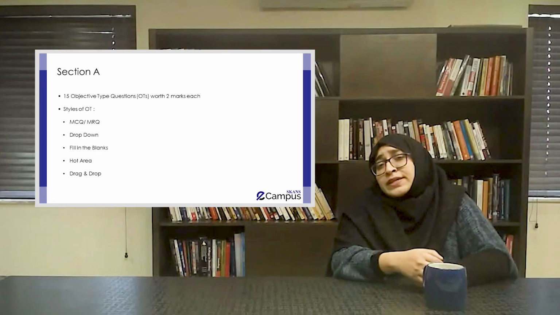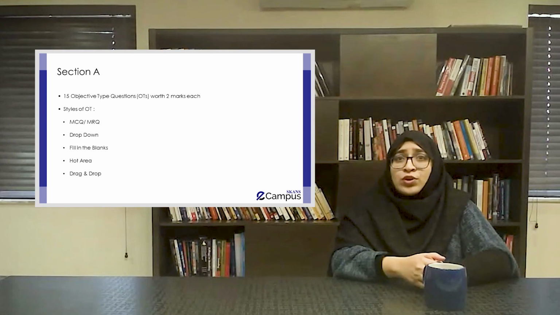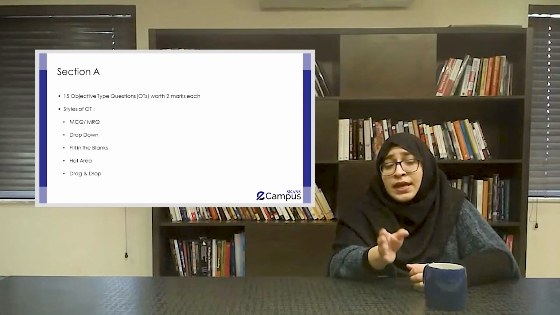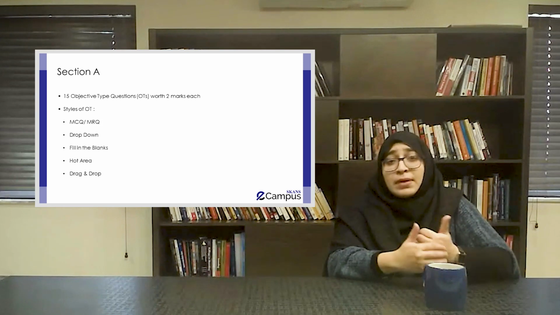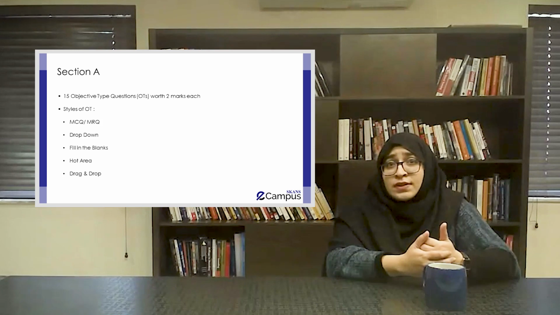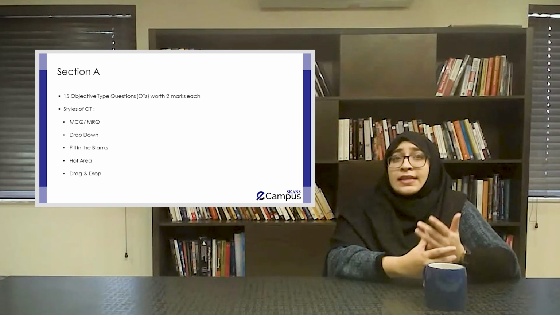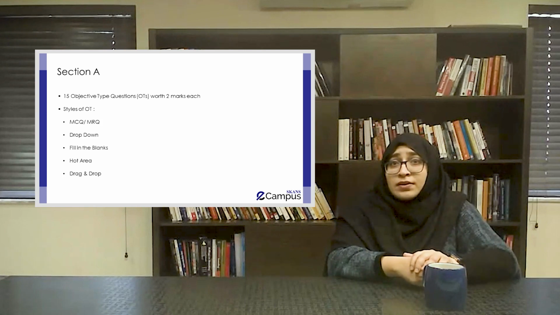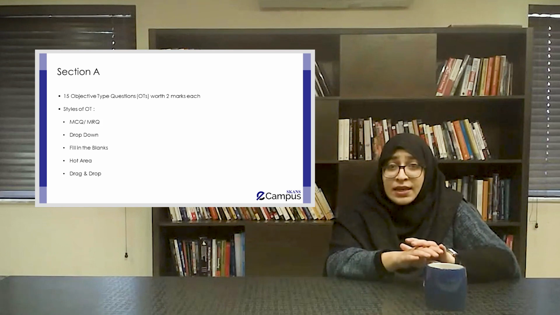In section A, you will be attempting a total of 15 questions worth 2 marks each. These are objective type questions, so you either get them right and score the full 2 marks or you score none. The type of objective type questions commonly set in the tax exam are multiple choice or multiple response questions, selecting the correct answer from a drop-down menu, entering the correct amount in a blank space, selecting the right answer on the options displayed, and dragging and dropping the correct answer in the designated space. The questions in this section can cover any area of the syllabus.